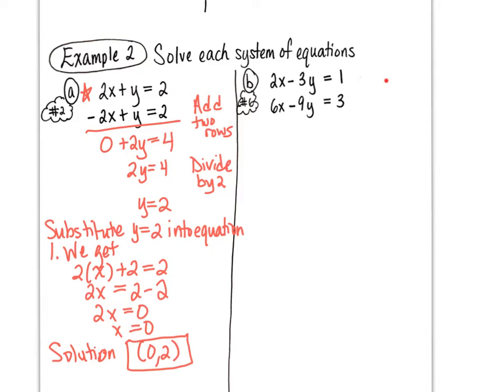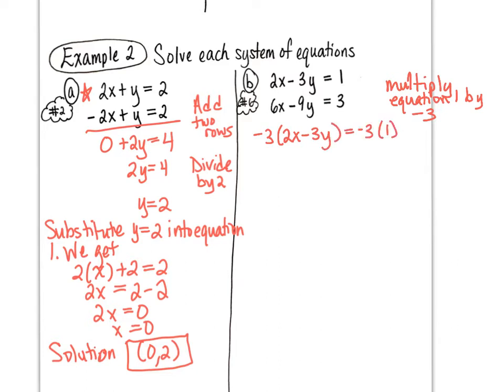So we're going to multiply equation 1 by -3. That's going to give us -3 times 2x minus 3y equals -3 times 1. And then we're going to have our second equation that stays the same. And then we rewrite our system. We get what?